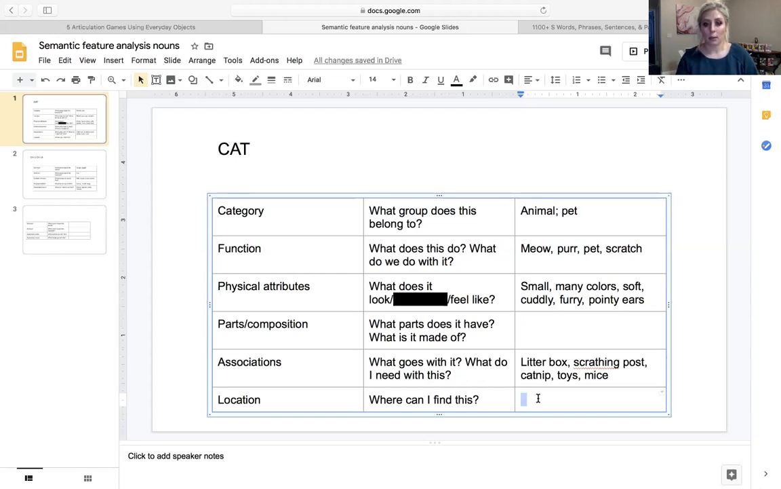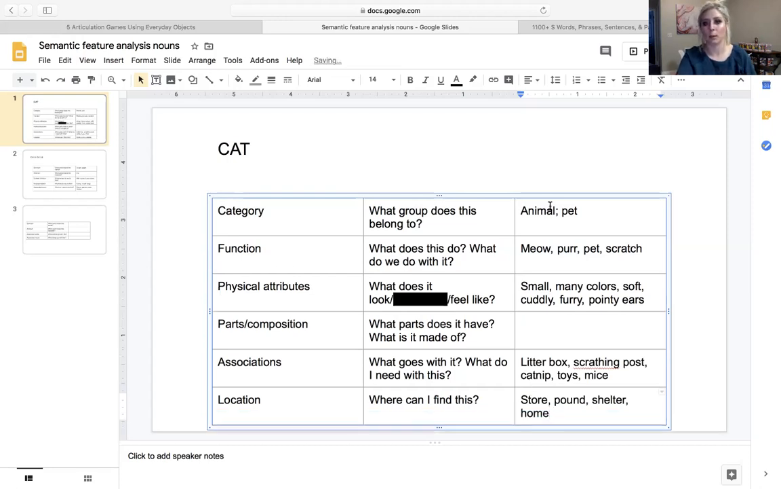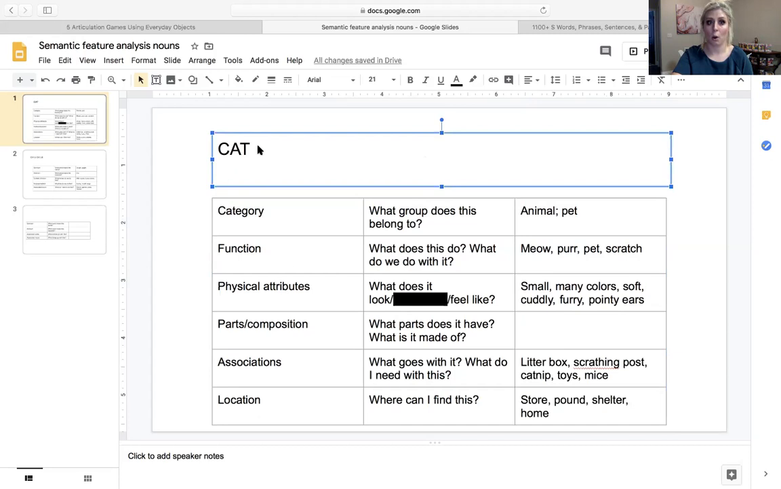And then last of all, location. Where can I find this? So usually I'll get like the store or the pound, shelter. And then I think, okay, well, if you had a cat, where would it live in your home? And that's really what a pet is. So usually I finish this activity off, if it didn't take a whole long time, with definition syntax. So this kind of rounds out the whole activity.